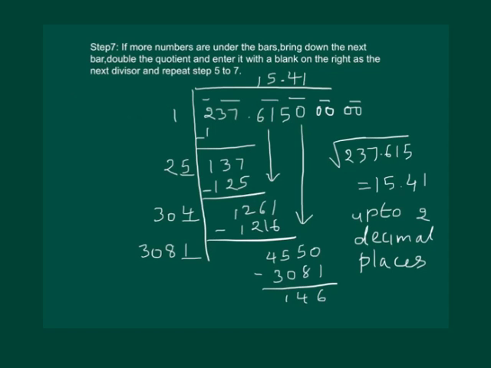If in the question we are asked to find the square root up to 4 decimal places, then we will have to continue this process until we get the 4 decimal places.